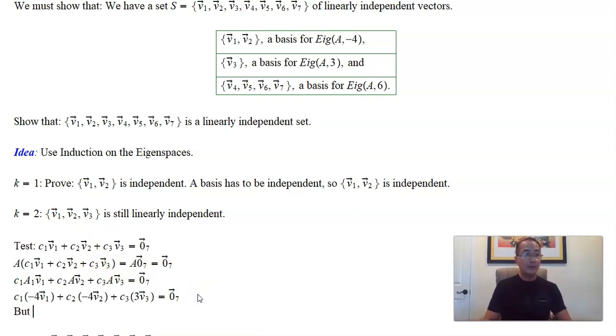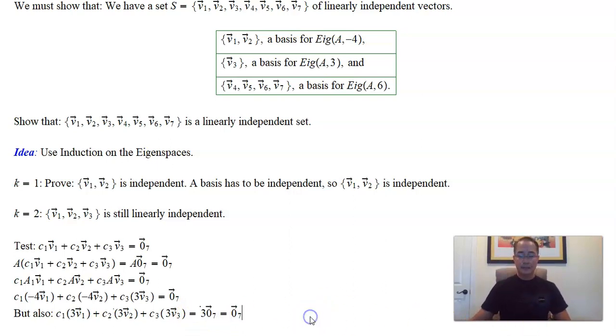But also we have, let me copy this, and multiply all of them by 3. So let me put the 3 next to the v1 and the v2 and the v3 so that it looks just about exactly like what we have in this last equation. Okay, so those two terms now match perfectly. And of course, 3 times the 0 vector is again the 0 vector.